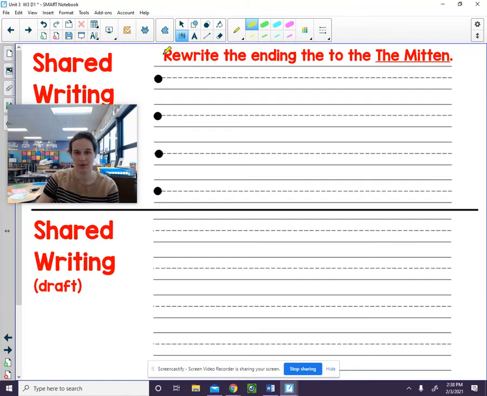Today we're going to answer the prompt, rewrite the ending to The Mitten. To do that, we should go back and look to see how the story ended.